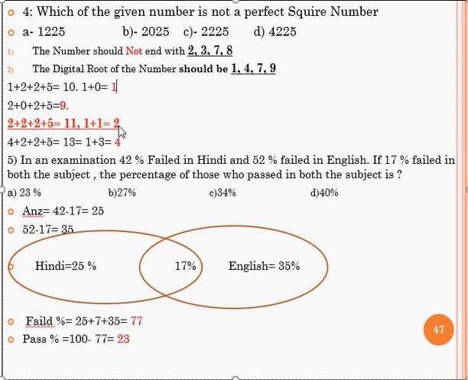The first condition is satisfied, but the second condition is not satisfied because the digital root is 2. We need to get 1, 4, 7 or 9, then only the number is a perfect square. So the second condition is not followed, and that is why the third option is not a perfect square.